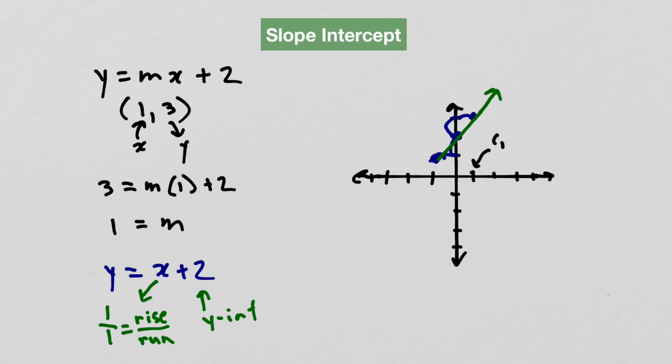is 1, 0. Okay, this point is 2, 0. This point is 3, 0. Notice that for every one of those points the y value, or the range, is 0. Okay? So we know that this line is going to cross somewhere in this area.